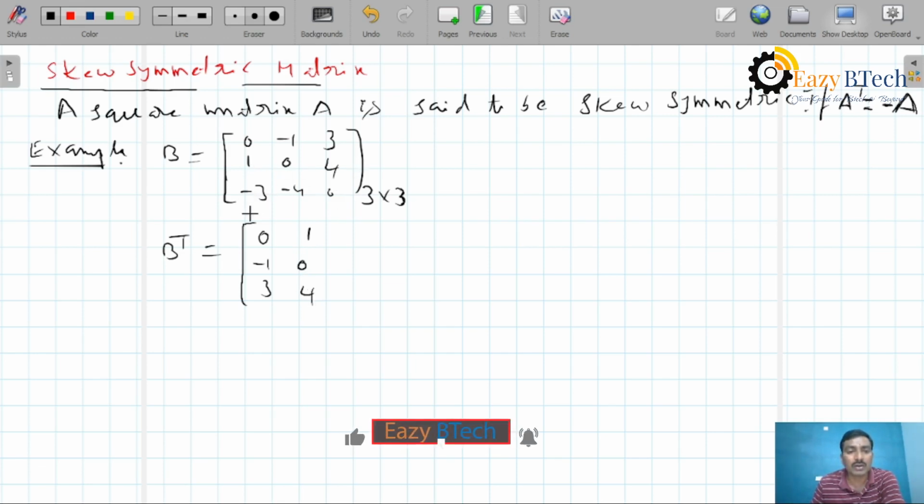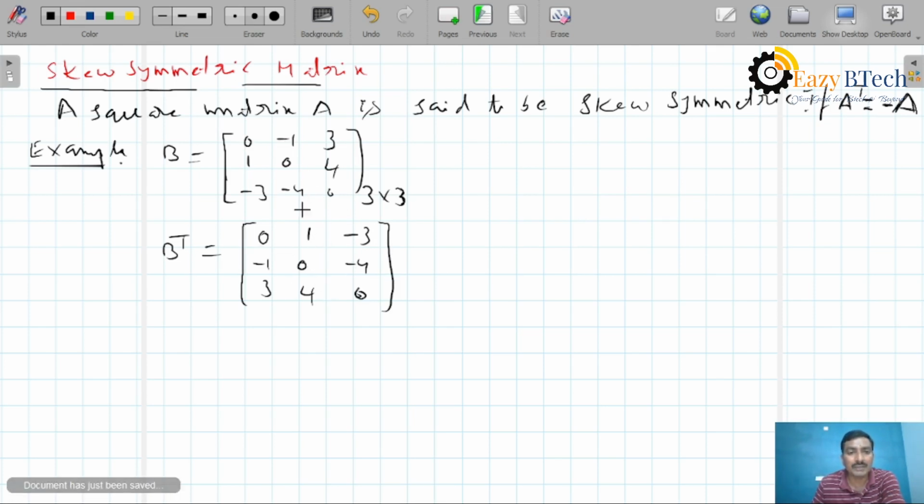Come to the third row. Third row minus 3, minus 4, 0. This third row is converted into the third column, minus 3, minus 4, 0. So here what happened? We interchanged all the rows into corresponding columns.